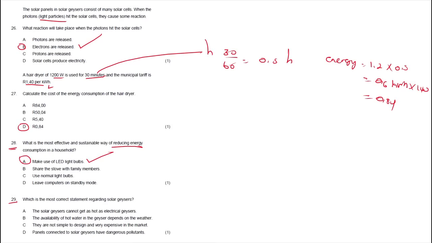And then next we'll move to question 29, which is, which is the most correct statement regarding solar geysers? We know that panels contain metals and chemicals harmful if not managed properly. So the correct answer will be D, which is that panels connected to solar geysers have dangerous pollutants.